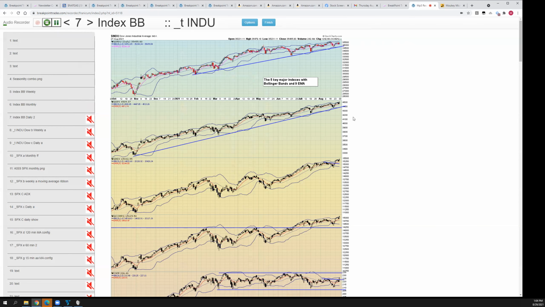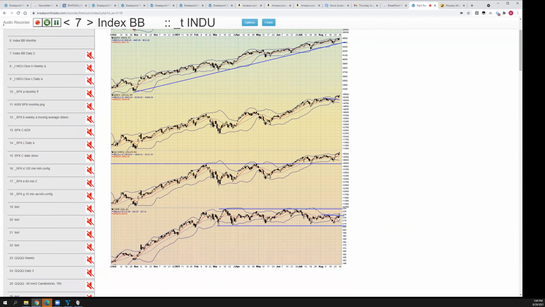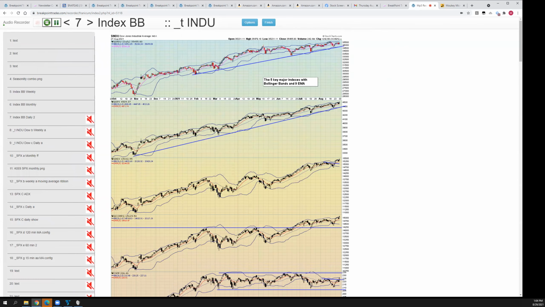Chart number 7, here's the daily view of the major indexes. Again, the Russell really stands out to me as it took out this resistance last week. If we're going to continue higher, the Russell, I think, is the one index I'd want to be in. It would likely outperform the others. So it's got more catching up to do. You can see the uptrend line on the Dow and the S&P to monitor.